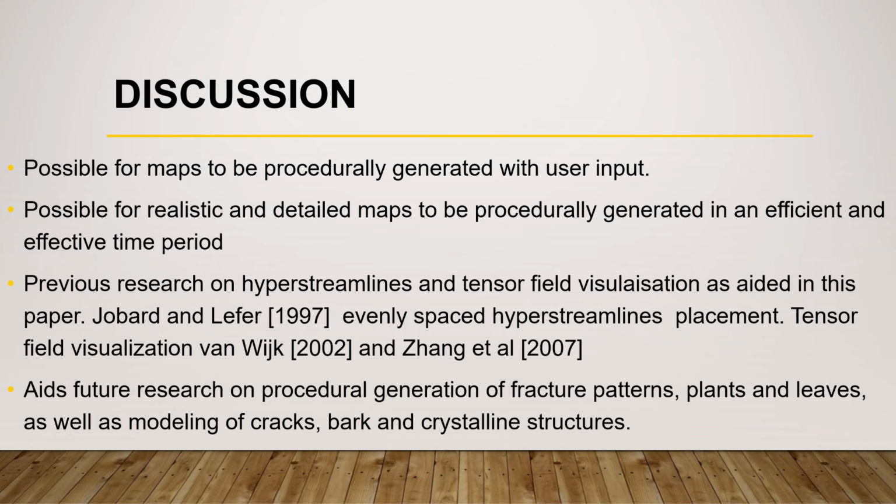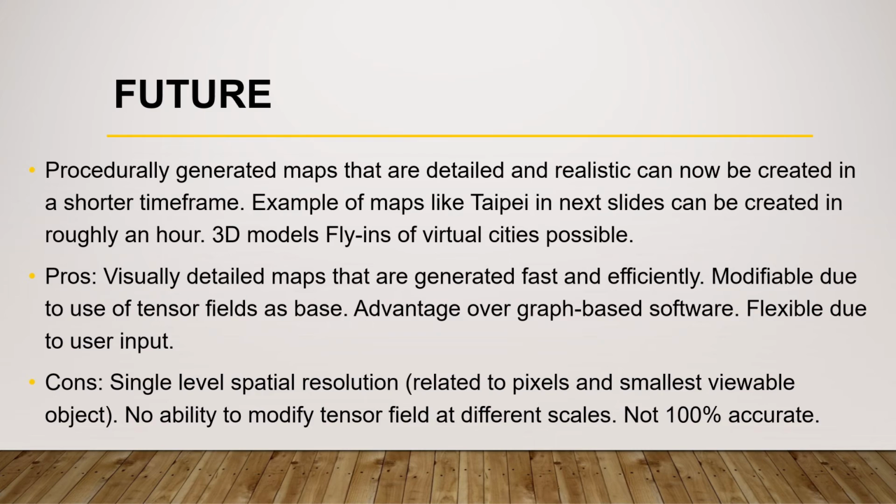They're all quite related. So here's some pros and cons. With the software, and the research done here, we can make maps that are detailed and realistic. The pros are that it's very, very realistic. It looks like real maps. It's fast and efficient, like I said a lot of times. It's modifiable because the base is a tensor field. They're all like matrices and numbers. We can modify these numbers in the matrices, and as a result, the changes will be reflected in the street view.